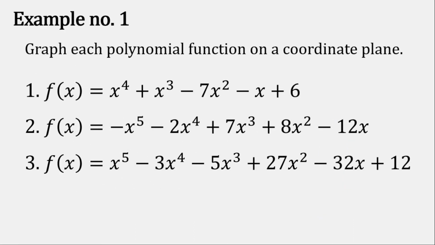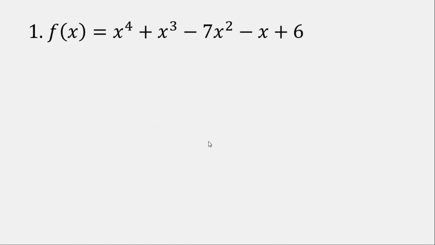Now we're going to graph these three polynomial functions. So let's start. For the first polynomial function, we have x raised to 4 plus x raised to 3 minus 7x squared minus x plus 6. So to graph this, we need to at least lessen the list of the numbers that we should test in order to get our zeros.